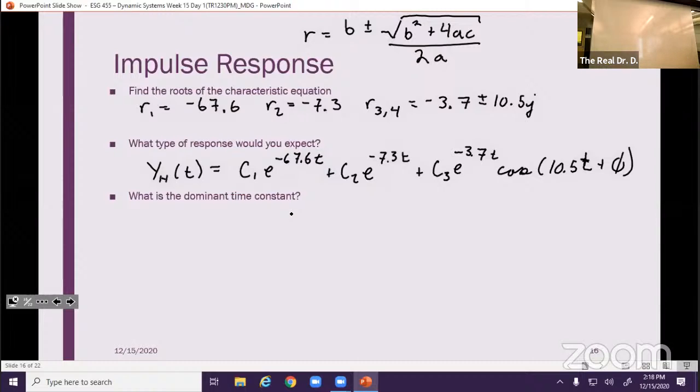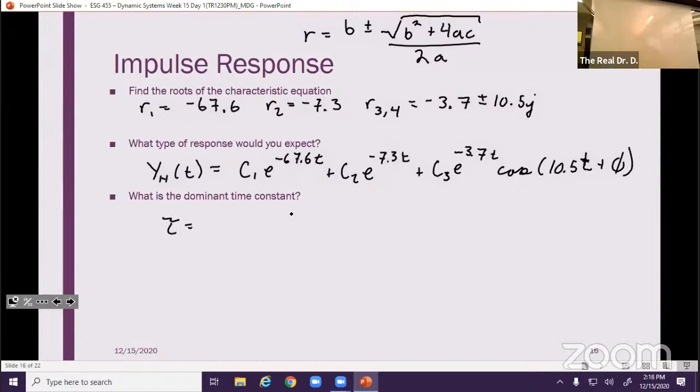So, question: what is the dominant time constant here? How do we find the time constant? And how do we know if it's a dominant time constant? It's the slowest response to get to -1, so it's like 67.6, you just invert it, and that's your time constant. But isn't 1 over 67.6 really fast? Right, but you find the slowest one. Which one is it? Is it the 3.7 one then? Yep.